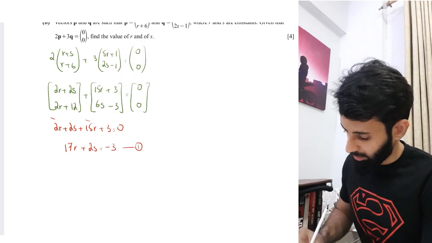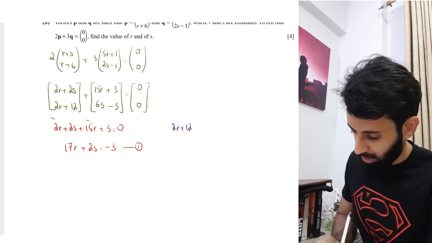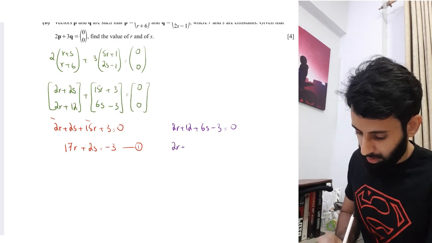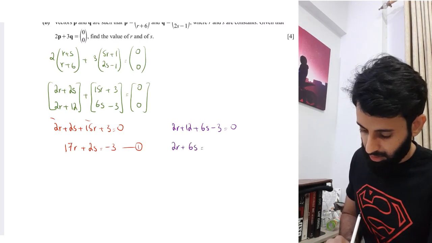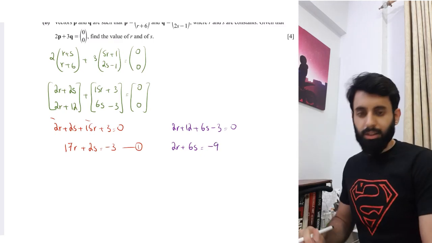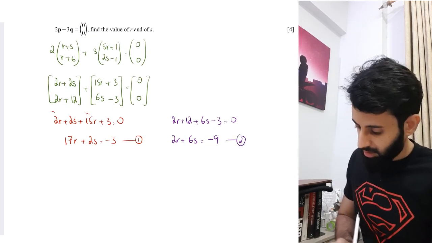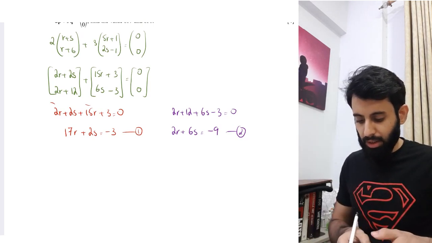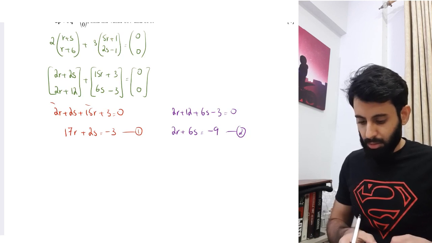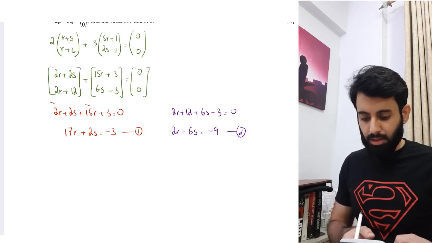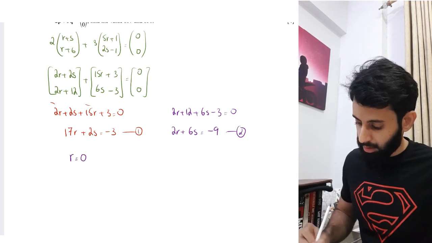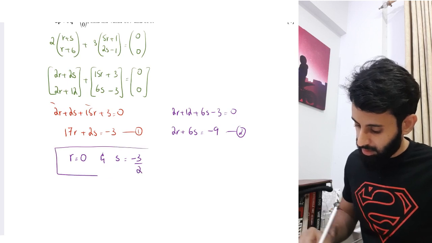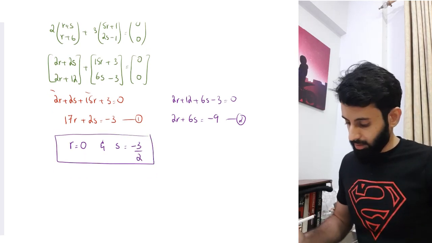And then let's look at the second equation, which is 2r plus 12 plus 6s minus 3 equals 0. So we have 2r plus 6s is equal to 3 minus 12 if I take it over to the other side, so that's minus 9. Now here's the second equation. To save some time, I'm going to solve this in the calculator. So 17, 2 and minus 3, 2, 6 and minus 9. So I have the value of r as 0 and s is equal to minus 3 upon 2. There you go. This is the final answer and also the correct answer.